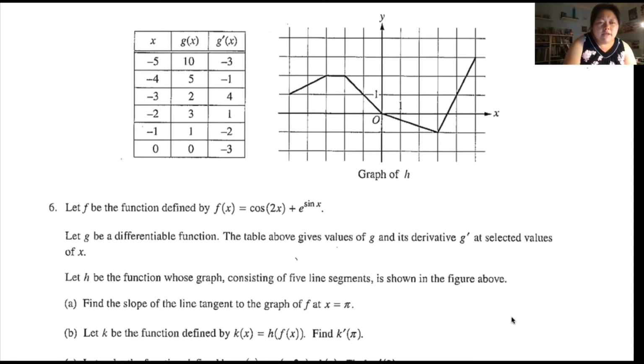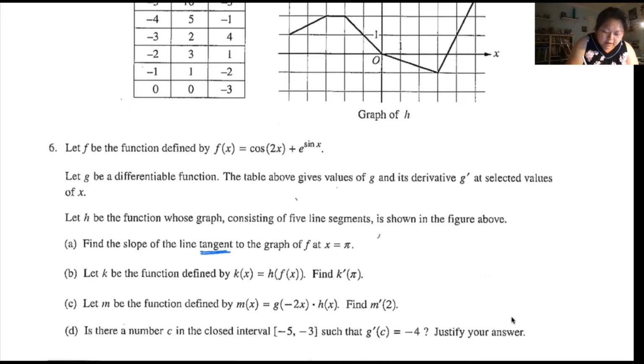Find the slope of the tangent to the graph of f at x equals pi. Again, tangent tells us we need to look for the first derivative, and then plug in x equals pi, and that's your slope. So f prime equals, don't forget your chain rule. The derivative of cosine is negative sine of 2x. Take the 2 out of the 2x, so put the 2 in the front, plus e to the sine x, and then the derivative of sine x itself is positive cosine x.